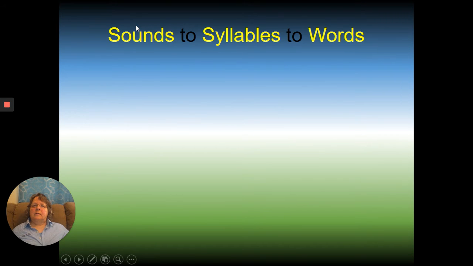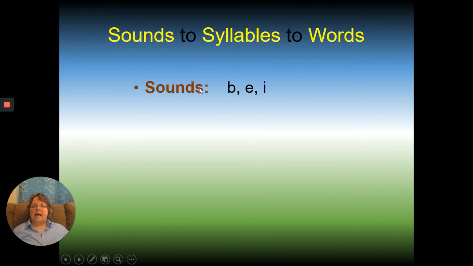So we have sounds, syllables, to words. Morphemes aren't necessarily syllables. Like the word dogs is one syllable, but it has two morphemes in it. We can also have words like looked, L-O-O-K-E-D. So the E-D, and that's still one syllable in one word.